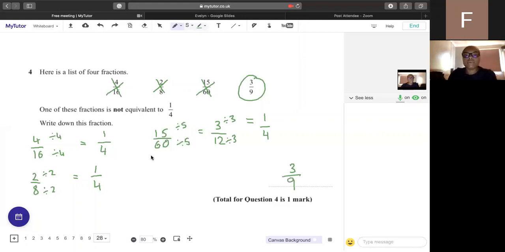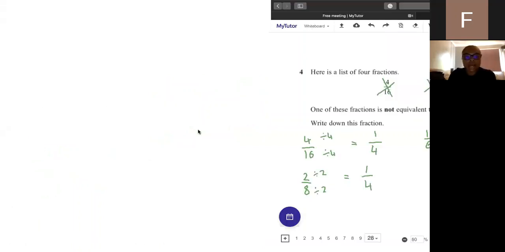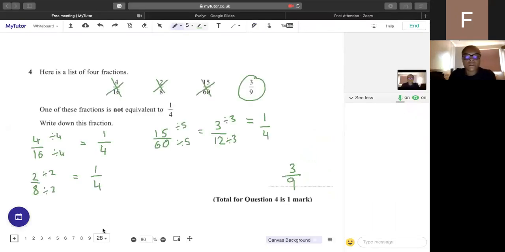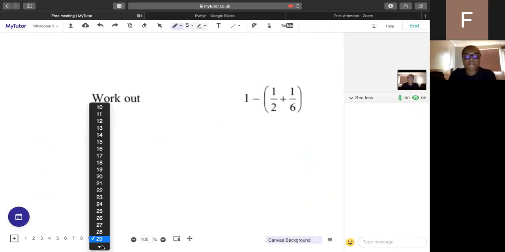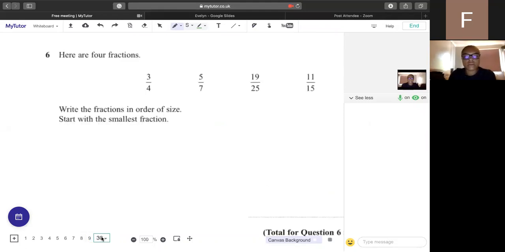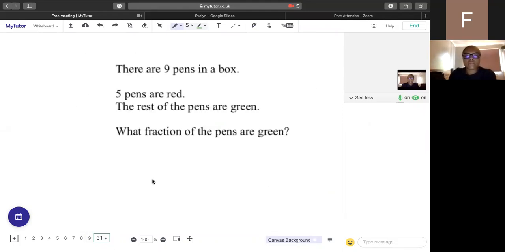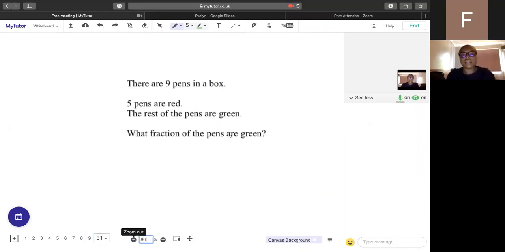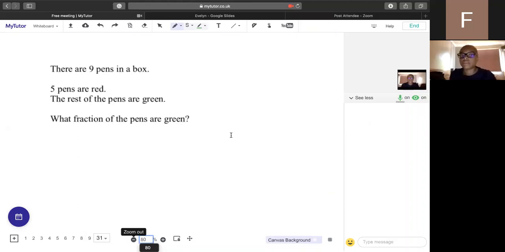If there are no more questions, we probably have time for another example question, which is this one. Again, as I was saying, they do like to ask you worded questions in terms of fractions. So here is the last question we're going to go through today. There are 9 pens in the box, 5 pens are red, the rest of the pens are green. What fraction of the pens are green?